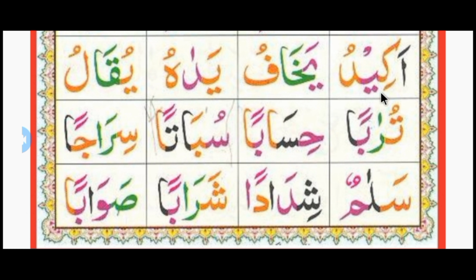Kaf Ya Kasra Ki is creating Ya Mada because there is Ya Sakin and the previous letter has Kasra. So it's Ya Mada. We have to stretch Ya Mada for 1 second. Dal has Dhamma. We're not allowed to stretch, we're not allowed to jerk, and we're not allowed to read it Majhul.